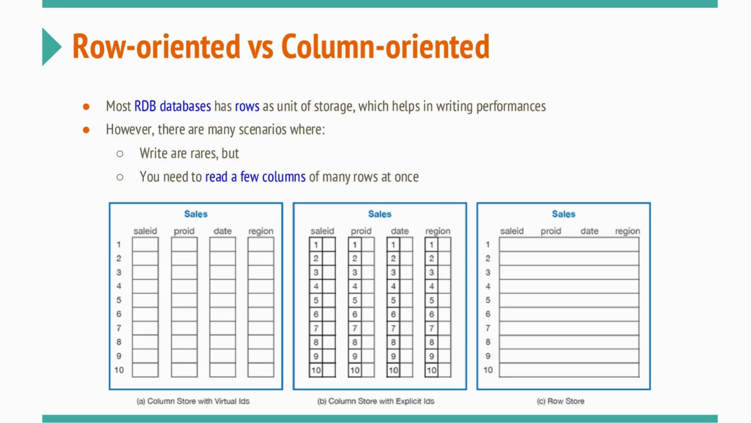As we've discussed, most relational databases use a row store model, shown in diagram C. This is great for writing data, but in analytics, we often have scenarios where we write data once and read it many times. And during those reads, we typically only need a few columns from many rows. This is where column stores, shown in diagrams A and B, shine. They store all the values for a single column together. So if you want to calculate the average of the prod ID column, the database can read just that one block of data from the disk, making the operation extremely efficient.